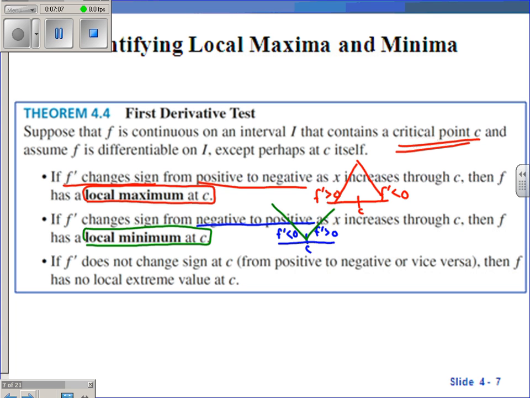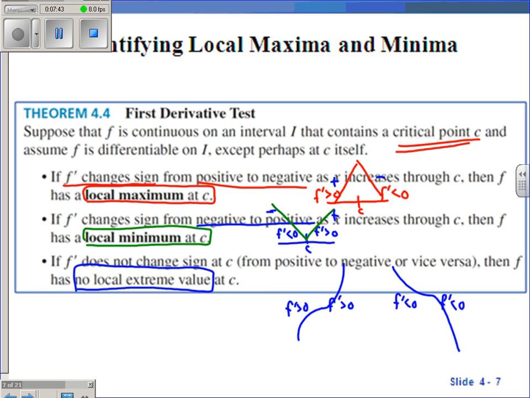Now, if it doesn't change sign at all, so if the derivative is positive on one side and positive on the other side, that means it's rising, comes up to a 0, and then continues to rise. Or if it's negative on one side and negative on the other side, that means it's falling, comes to kind of a level spot, and then continues to fall. Then we don't have any local extreme values there. So in other words, it has to have opposite signs, from positive to negative or negative to positive, for us to have a local max or a minimum at a value c, at a critical point.